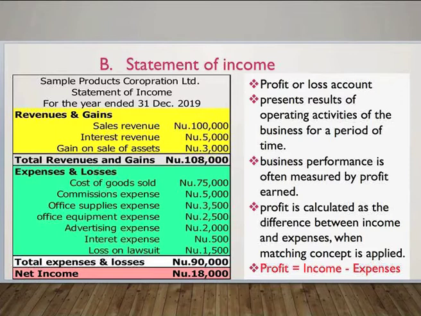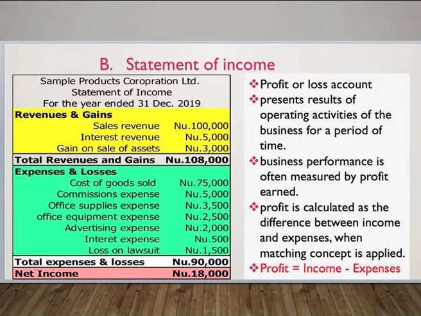If you look at the sample given here, you can note that the revenues and gains are on the top. From the revenues and gains, which are all aggregated, we then subtract all the expenses and losses of the company. When you subtract all the losses and expenses of the company from the revenues and gains, you get a result, either profit or loss. If you get profit, it is called net income. If you get losses, it is called net loss. However, in the sample, we have a net income.